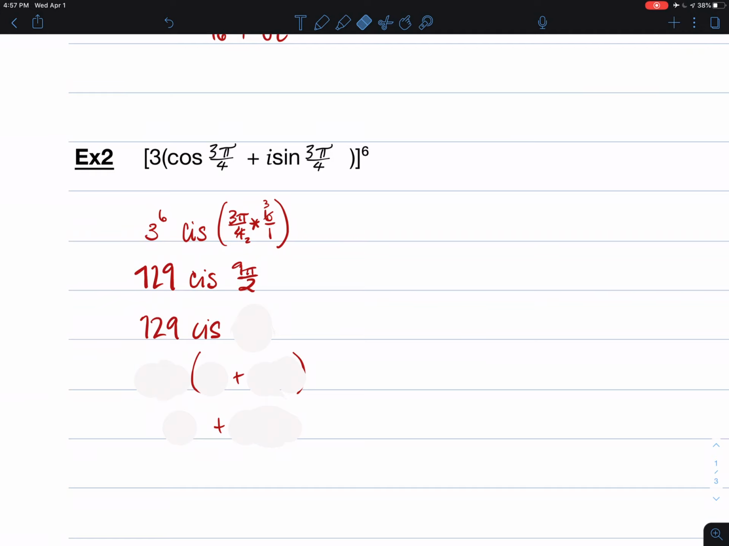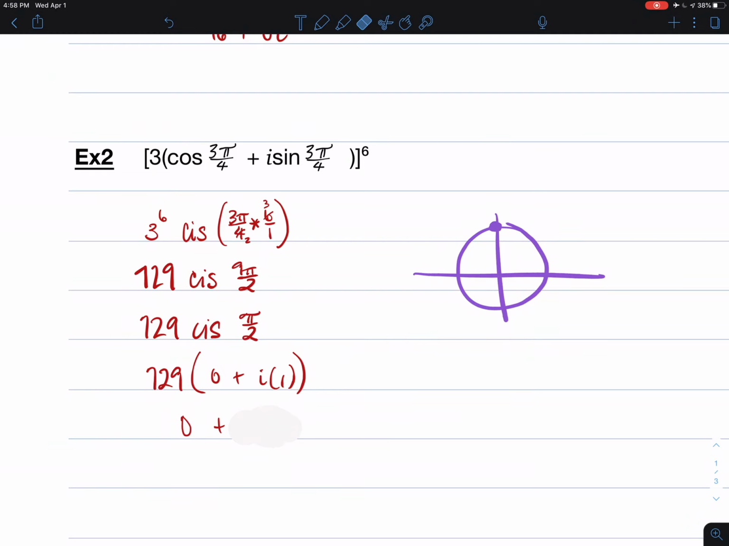So I've got 729 cis. Now 9 pi over 2, and I didn't draw a unit circle here, but 9 pi over 2 is not in the unit circle. If you just count, it is one option. But 9 pi over 2 is at the same place as positive pi over 2. That's a chapter 8 concept. If my directions said polar form, I would be finished, but it says rectangular form. So the cosine at this spot is going to be 0. The sine at this spot is 1. Distribute your radius, and you'll have 0 plus 729i.